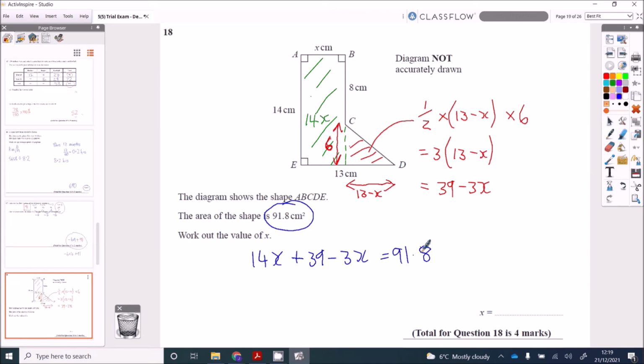So I have now constructed an equation, which I will simplify and solve. So on the left-hand side, 14x take away 3x is 11x. So 11x add 39 is 91.8. Take away 39 from both sides. I get 11x equaling 91.8 minus 39, which is, once I press the SD button, 52.8. So 11x equals 52.8. How do I undo a timesing by 11? I divide by 11. So my final answer for x is 52.8 divided by 11, which is 4.8.